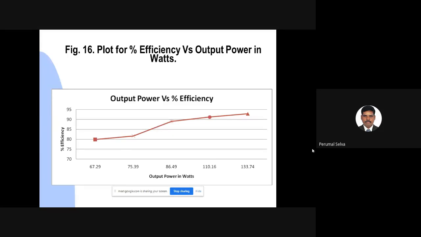It is interesting to note that the maximum efficiency occurs at a load of 133 watts, for which it has been designed. Efficiency calculation for 100% load. So, next slide.